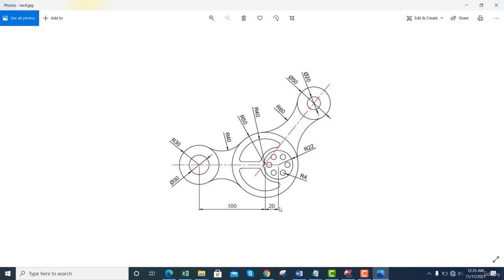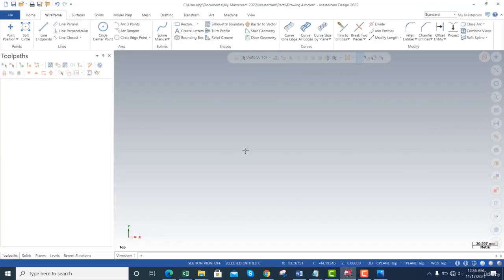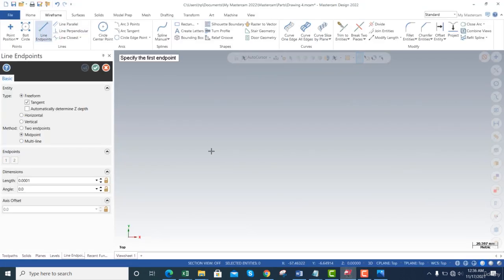So now let's come to a little more advanced drawing, a more complex drawing. In this drawing, first I will create a line of 100 and create a circle of radius 30, and similarly radius 50 and radius 40. Okay, so let's start with the line of 100. I will create a line of two endpoints, okay, 100.